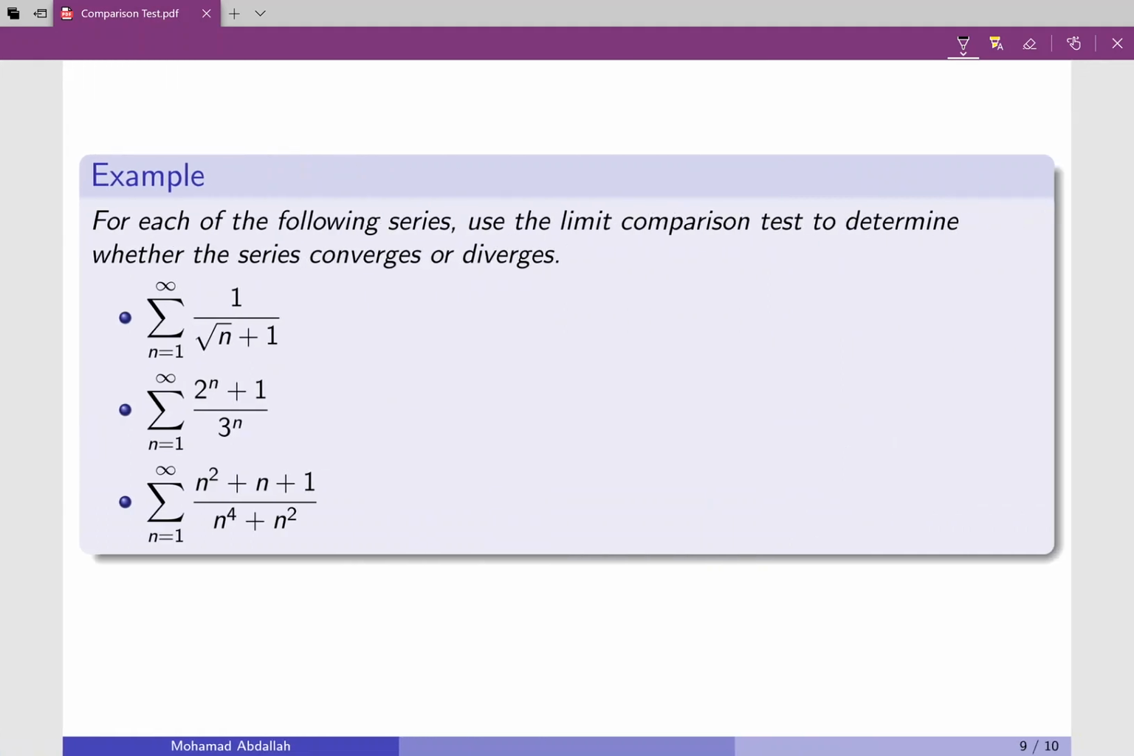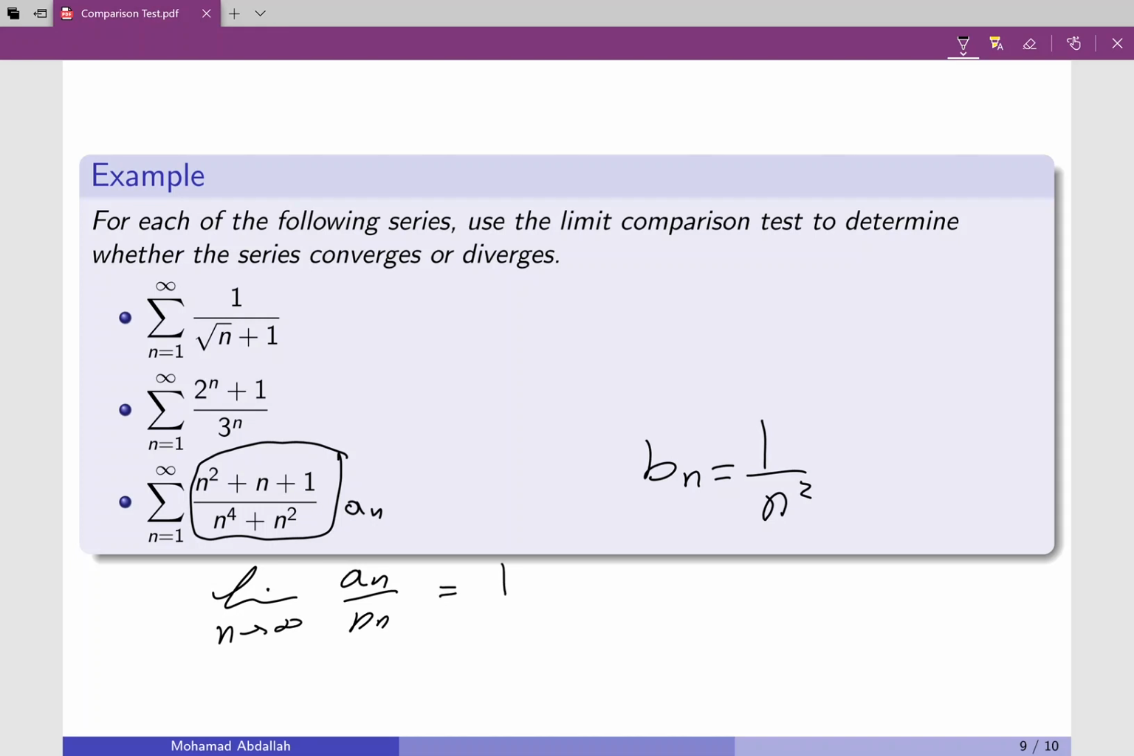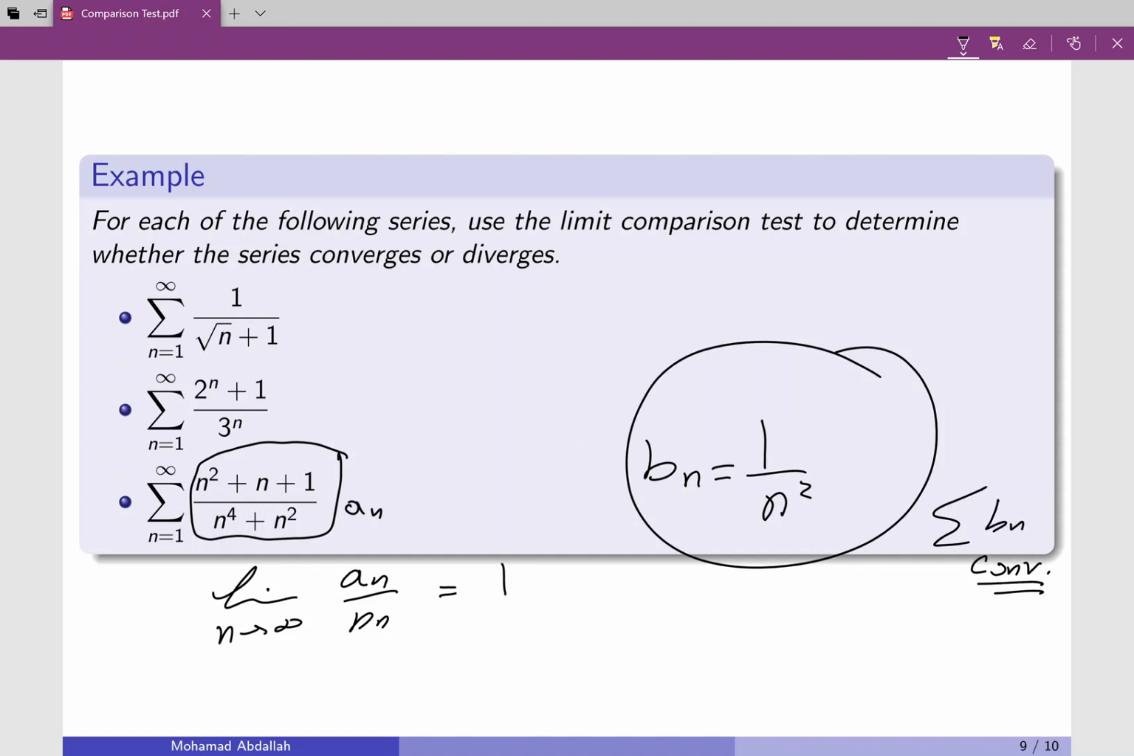For that one, again, if I want to compare it, this is my an. I look at the numerator. It's similar to a polynomial, so I have a rational function here. The degree of the top is 2. The degree of the bottom is 4. So I'm going to choose bn to be 1 over n squared, and it's going to work. You will be able to see that the limit of an over bn when n goes to infinity, in this case, is going to be 1. Because the sum of bn converges, as it's a p-series, then my series will automatically converge.